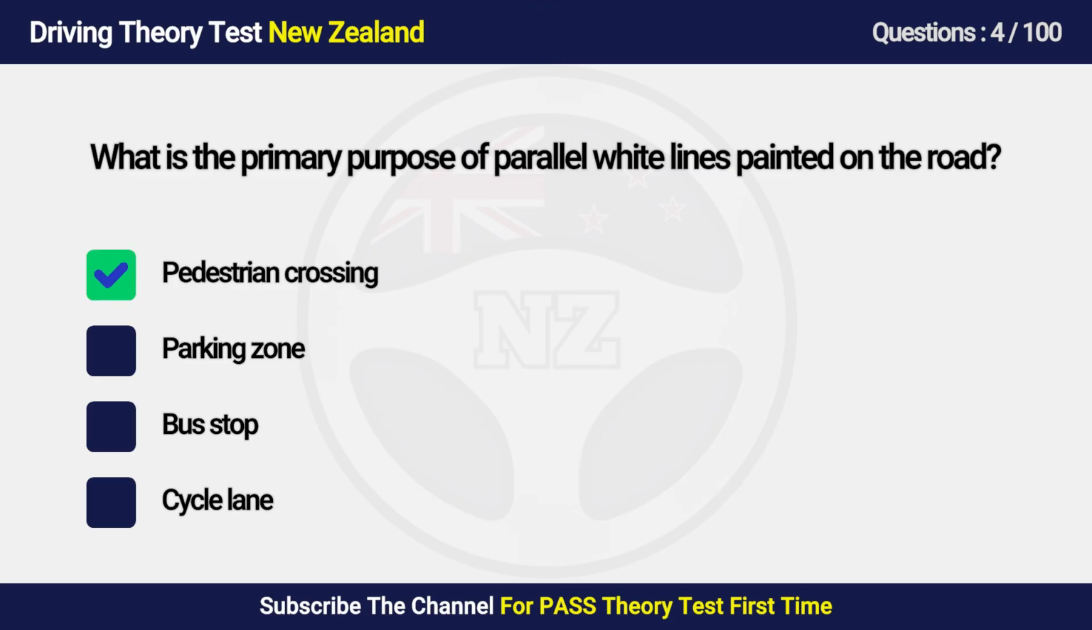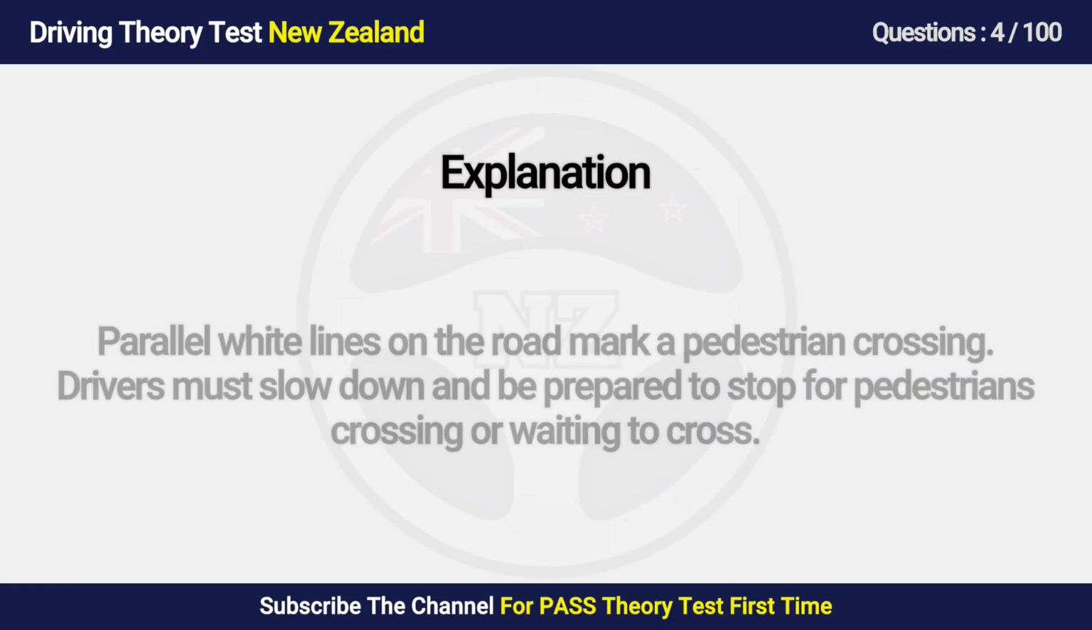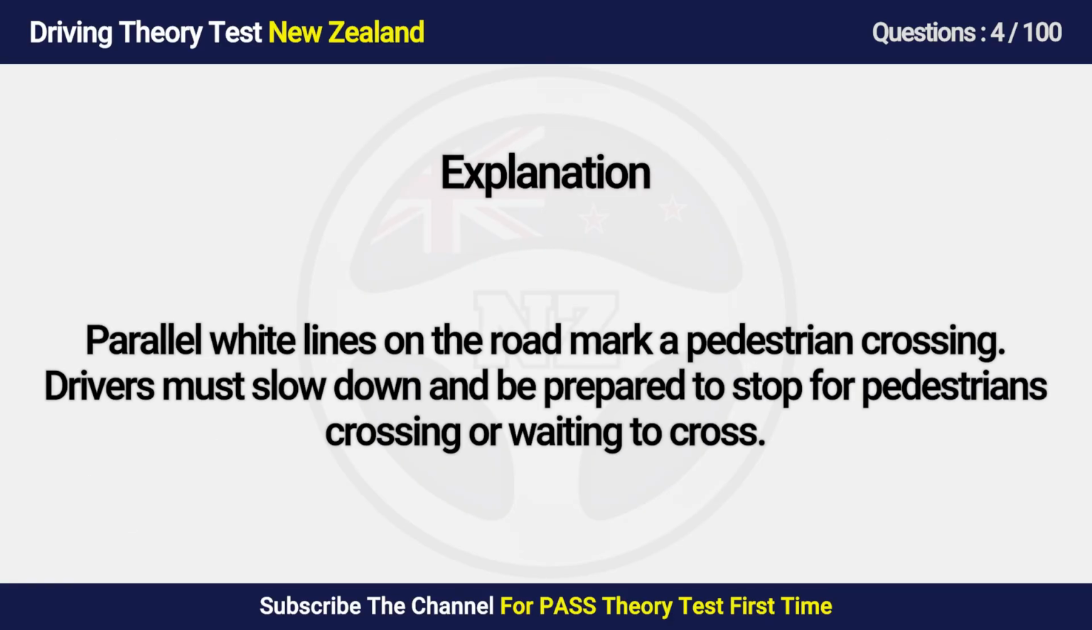Answer is A. Pedestrian crossing. Parallel white lines on the road mark a pedestrian crossing. Drivers must slow down and be prepared to stop for pedestrians crossing or waiting to cross.